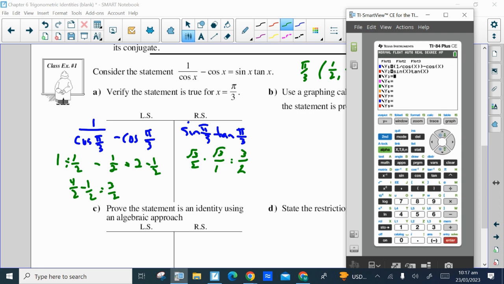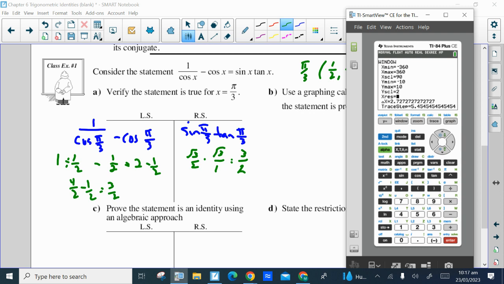So we're going to show that these two graphs are the same. However, they're only going to be the same for whatever windows we choose. So I am in degree mode, and that's fine. For my windows, I'm going to go from negative 360 to positive 360 degrees along the x-axis with a scale of 90. I'm going to go from negative 10 to positive 10 on the y-axis, and I'll use a scale of 2.